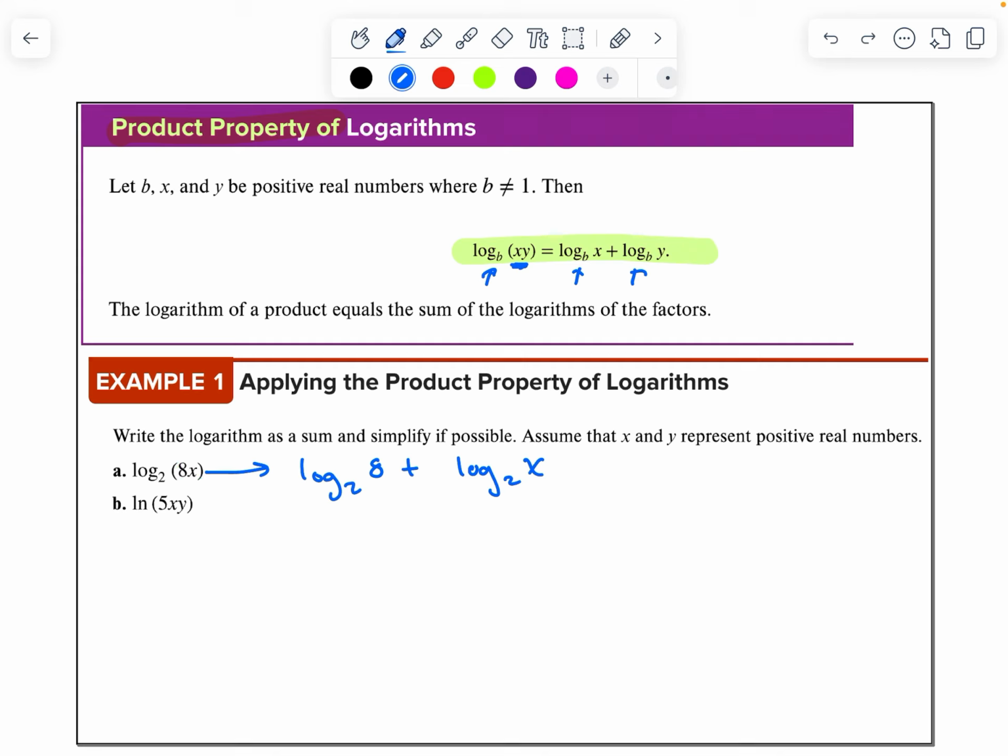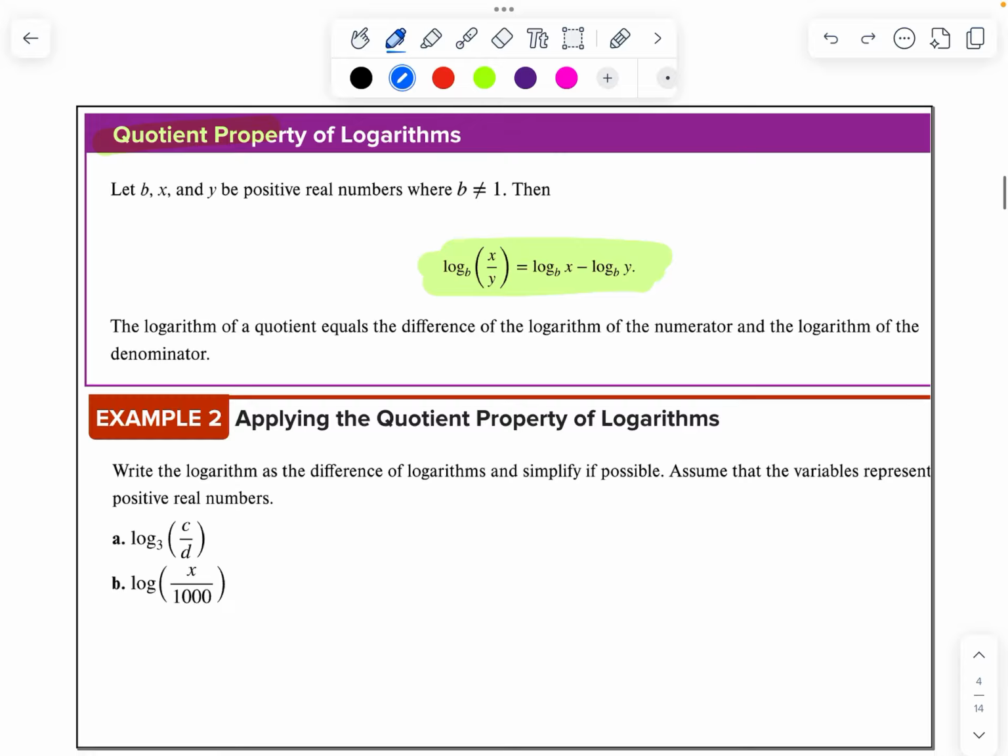So on this example, ln, remember my base has to stay the same. This is going to become ln of 5 plus ln of x plus ln of y, because all three of those things are multiplied. Any amount of multiplication can break into addition.